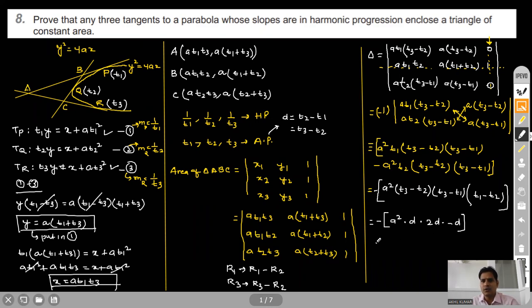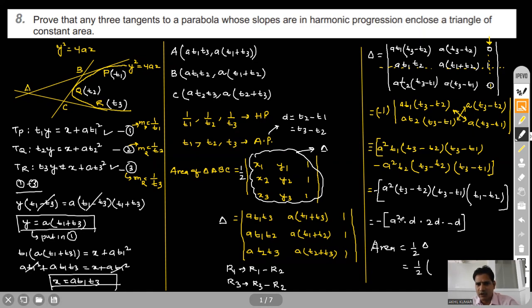Is it okay? So what we got, this whole thing will be multiplied by half also. While writing the area, I forgot it. This will be half of this determinant. So I have solved this thing, let me take it as delta. So I'm solving delta and then I will multiply. So this area will be basically half of this delta. Half of delta means what?